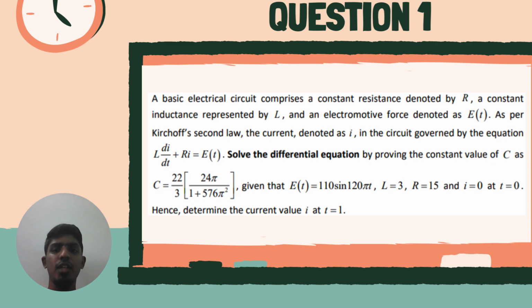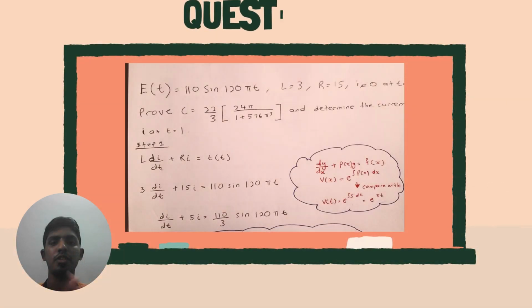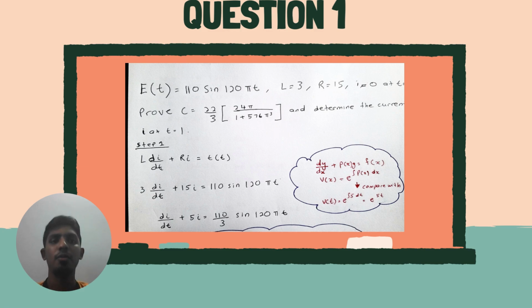We have GAFFOOR. Okay, today I would like to explain this question on solving the differential equation, proving the constant value of C, and determining the current value of I at t equals 1. First of all, step 1 is to substitute the given values into the differential equation, di over dt plus 15I equals 110 sin(120 pi t).